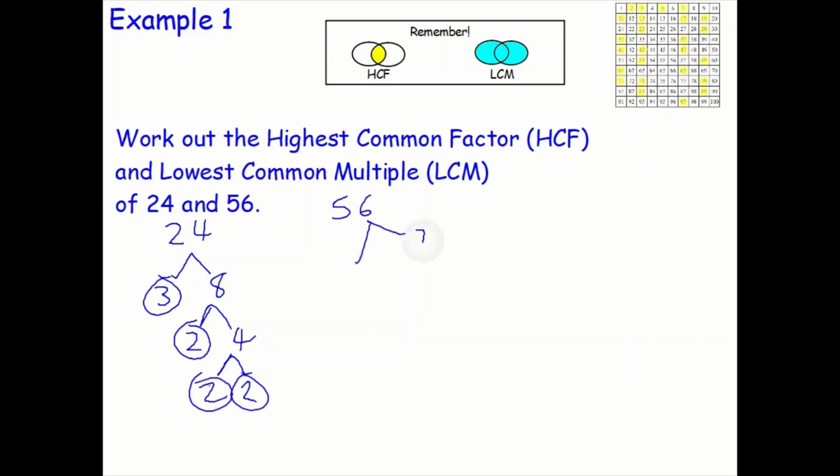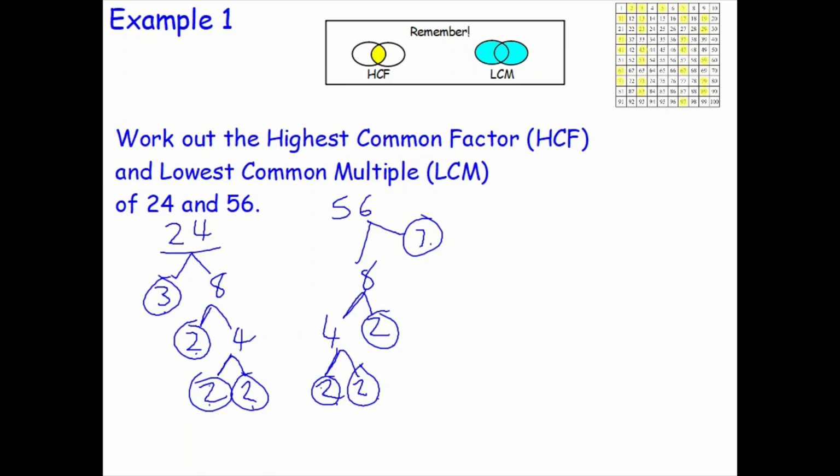56 is 7 times 8. 7 is prime, 8 is not. Keep going on this side. And I get the following. So as a product of its prime factors, 24 is 3 times 2 times 2 times 2, or 2 cubed times 3. And 56 is 7 times 2 times 2 times 2, or 2 cubed times 7.